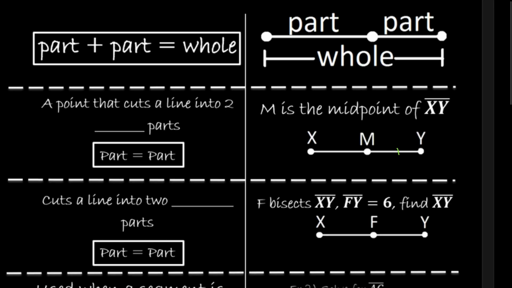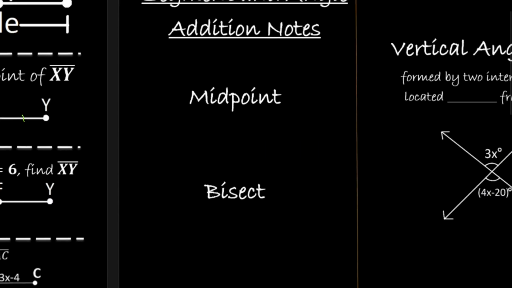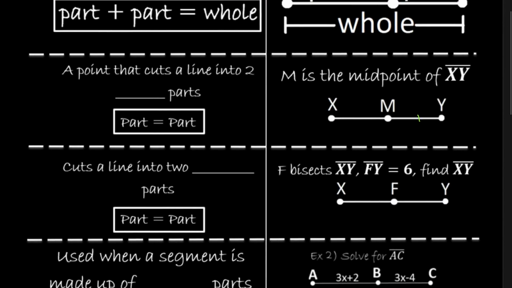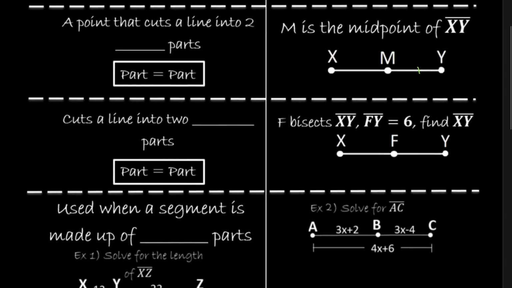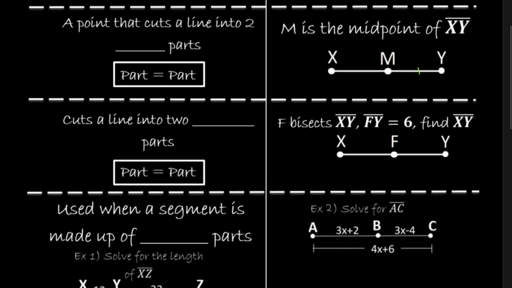Now, before we apply this to segment and angle addition, there are two vocab words that we need to review first. The first is a midpoint. Under the midpoint tab, it says, a point that cuts a line into two equal parts. Midpoint means middle. Whenever you see the word midpoint, instead of using part plus part equals whole, you can use part equals part.